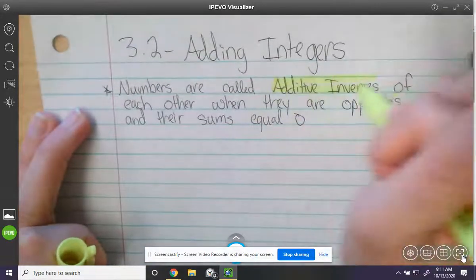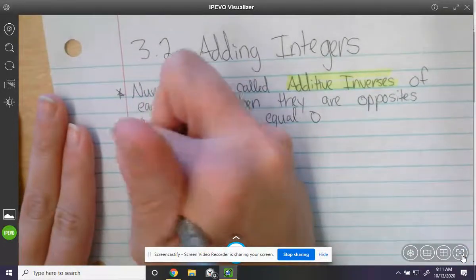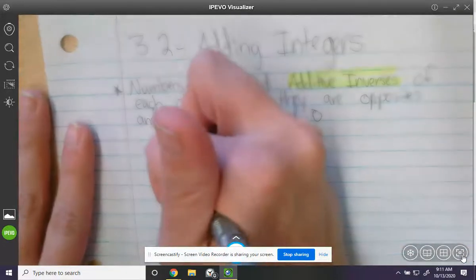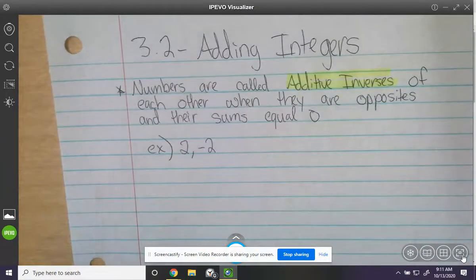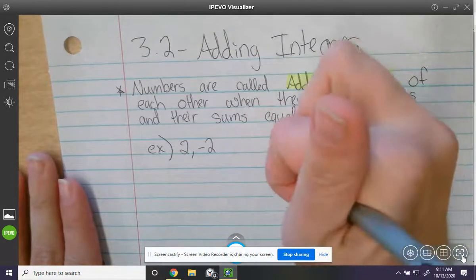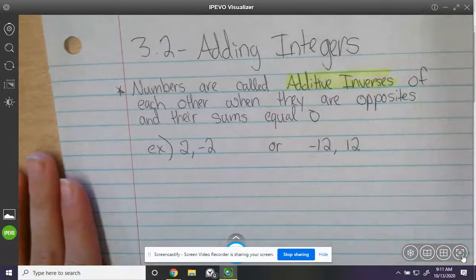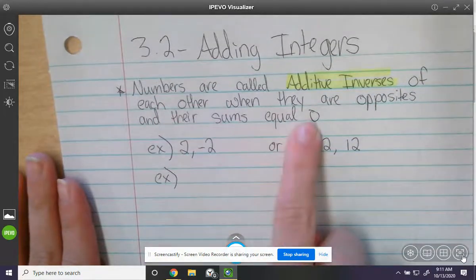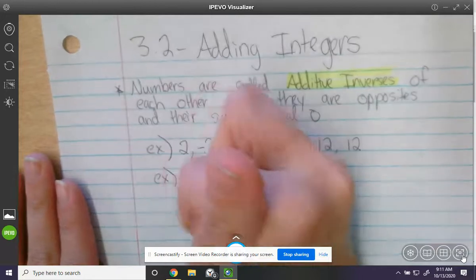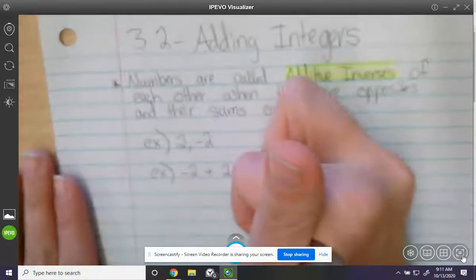It sounds really scary, but it's actually a really, really easy concept. So the first thing I want to focus on is opposites. If I have 2, what would my opposite be? -2, because they're the same distance apart from 0 on the number line. Or if I had -12, my opposite would be 12, because once again, they're the same distance apart. Another way to think of that is if their sums equal 0. So if I take -2 and I add 2, I end up getting 0.